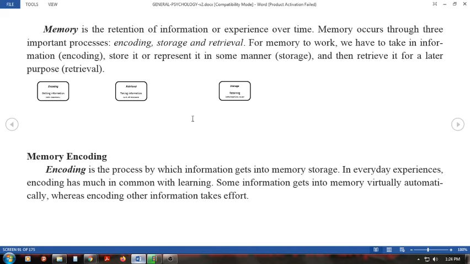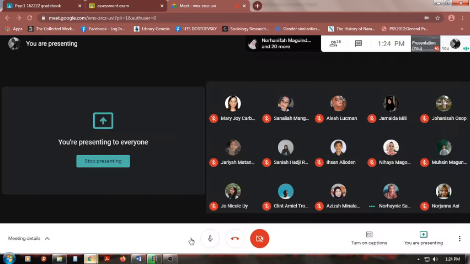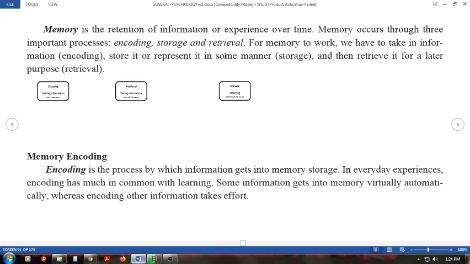Okay, so this afternoon we will be tackling the topic of memory formation. Let's go first with the definition of memory. Memory is the retention of information or experience over time. That means that we experience a certain event and then it is retained in our brain. Memory occurs through three important processes: encoding, storage, and retrieval.